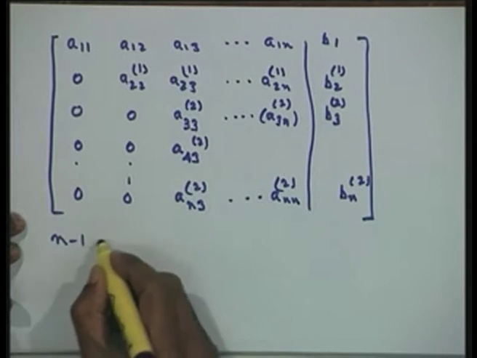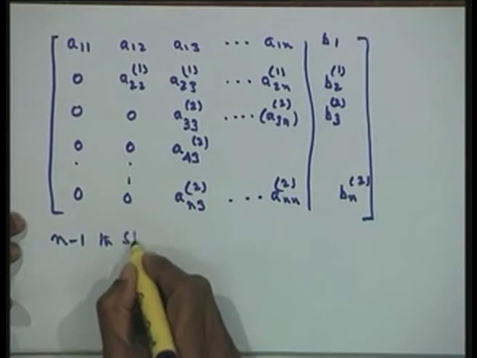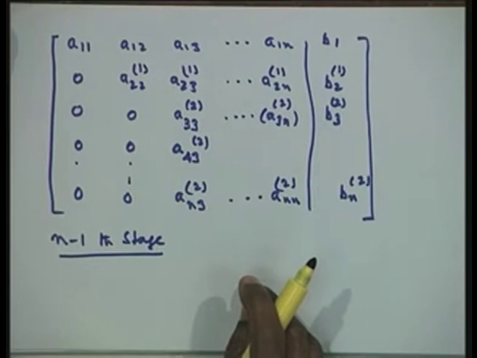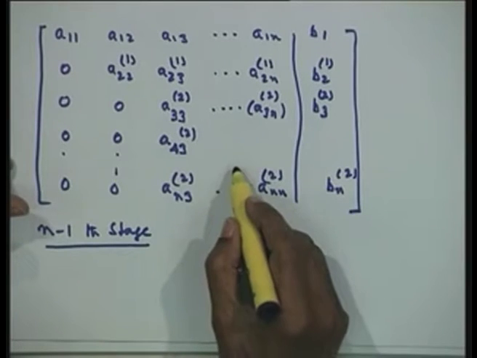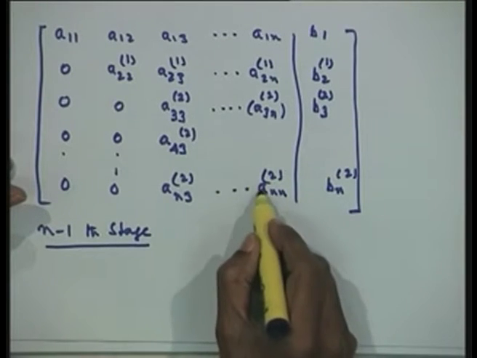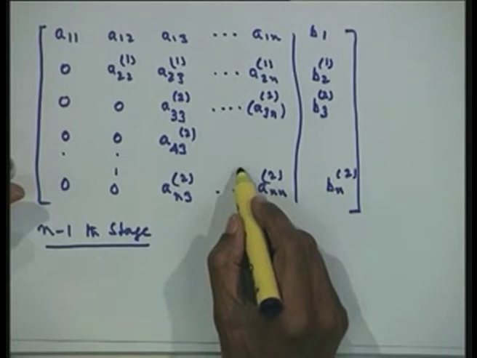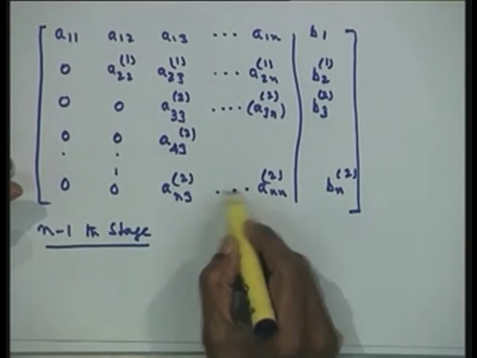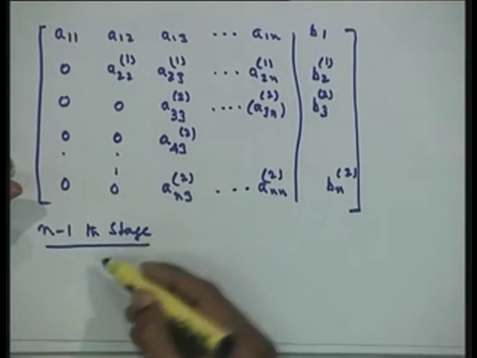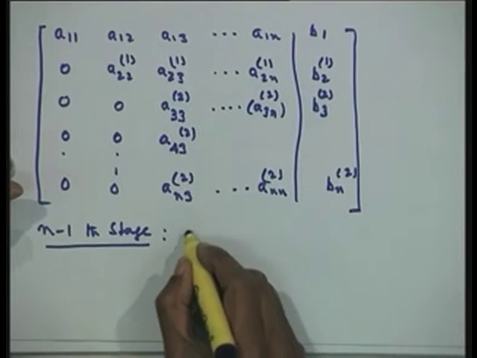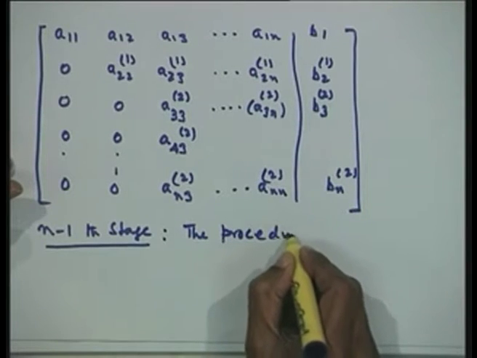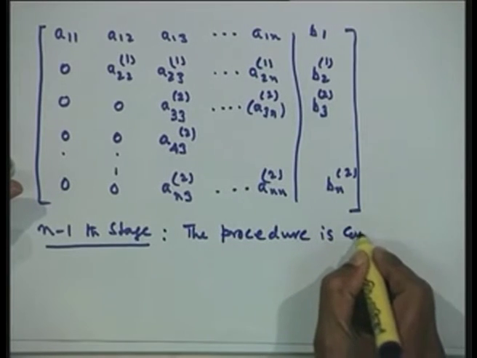So when we do n minus 1 stages, when we have reached the n minus 1 stage, we have reached the last 2 by 2 system. Therefore I will use this pivot that is here to eliminate this, bring it to 0, and we will have to do only one less of each iteration. So at n minus 1 stage the procedure is complete.